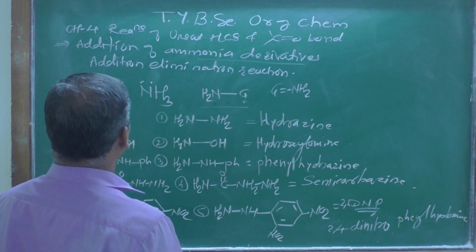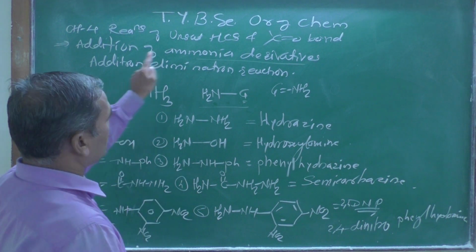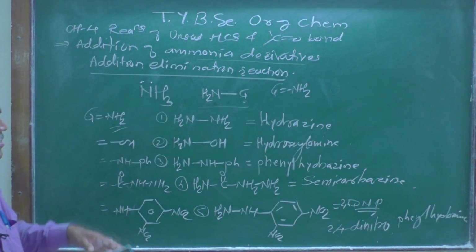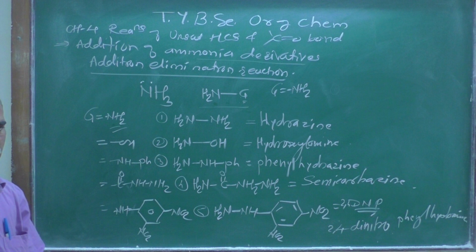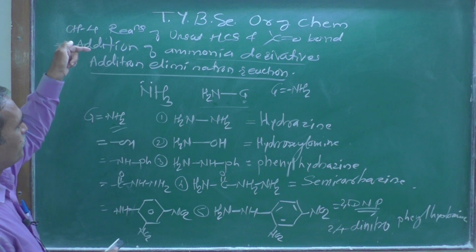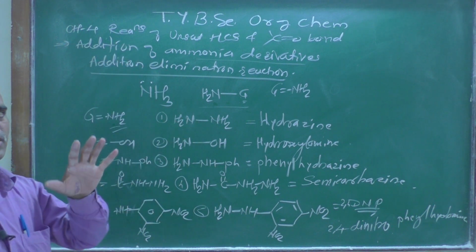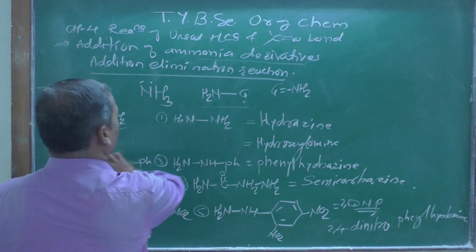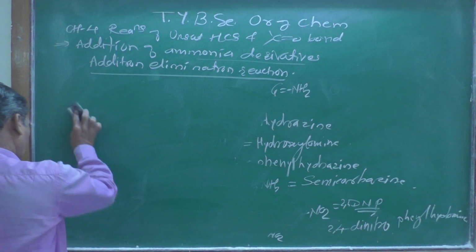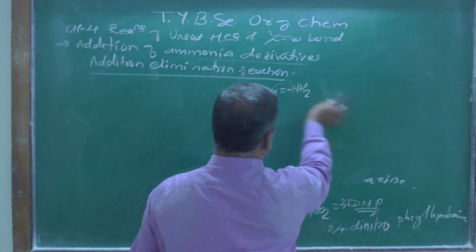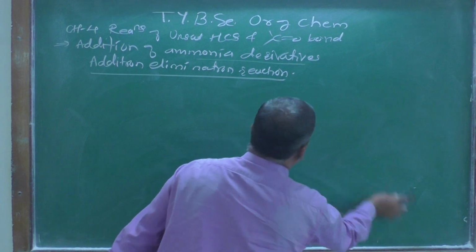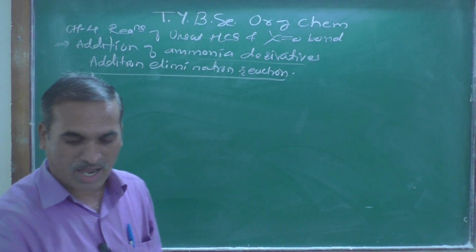Now one by one we are going to look at why it is called an addition elimination reaction. Pay attention to this term, because we are learning the addition of ammonia derivatives. Before that, what is an addition elimination reaction? Explain with a suitable example, as this question may appear in your exam. So let us see how an addition elimination reaction takes place.